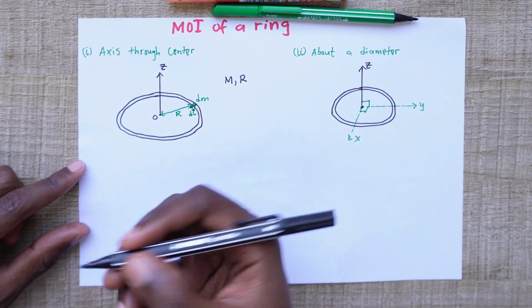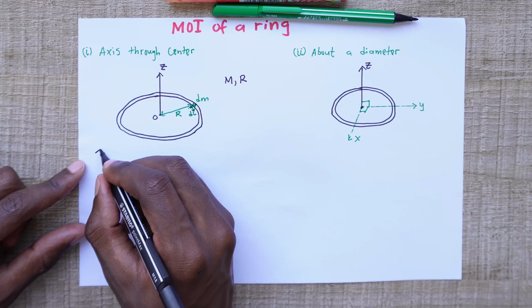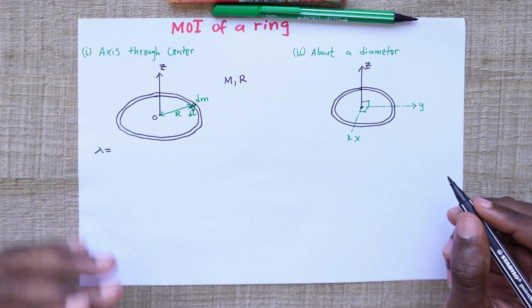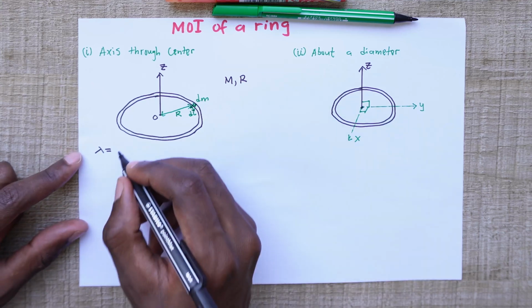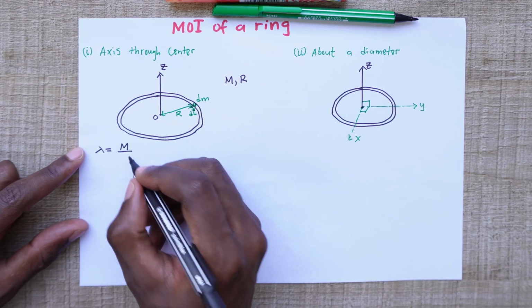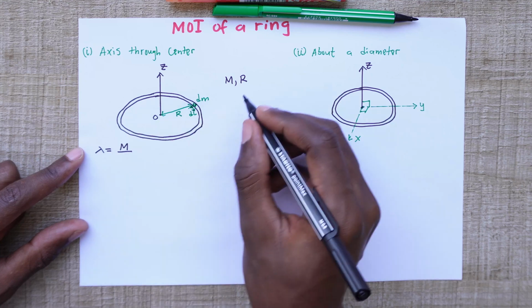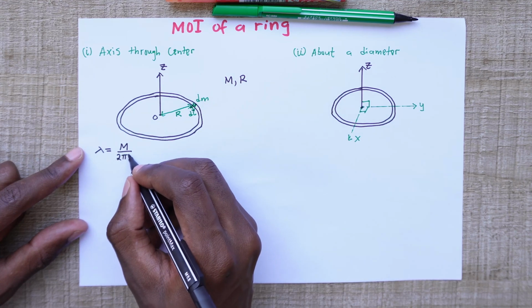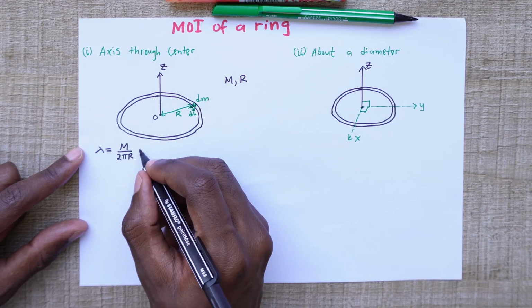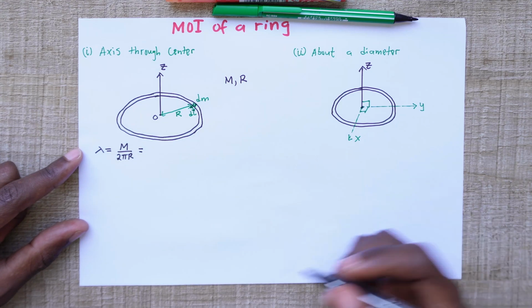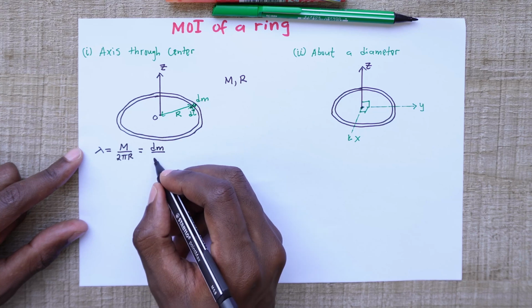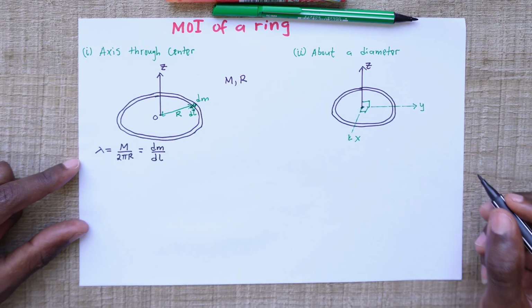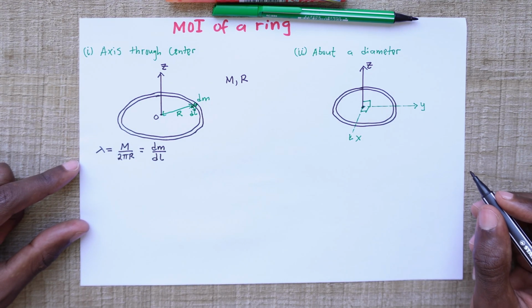If we denote lambda the mass per unit length, then lambda should be the mass of the ring over its length or circumference, which is just 2 pi R. And this should also be equal to the mass of the tiny element over its length, in this case dm over dl.